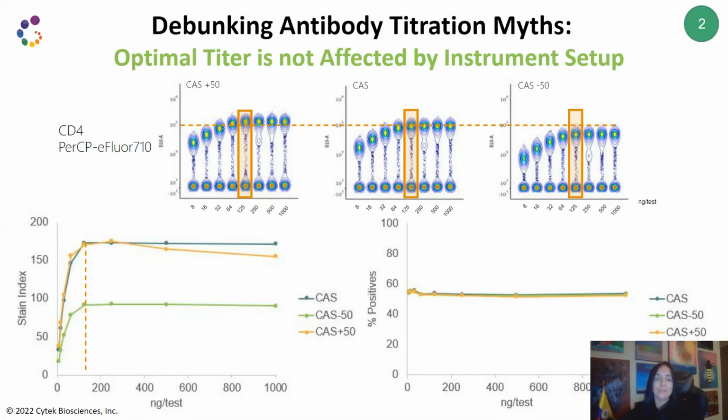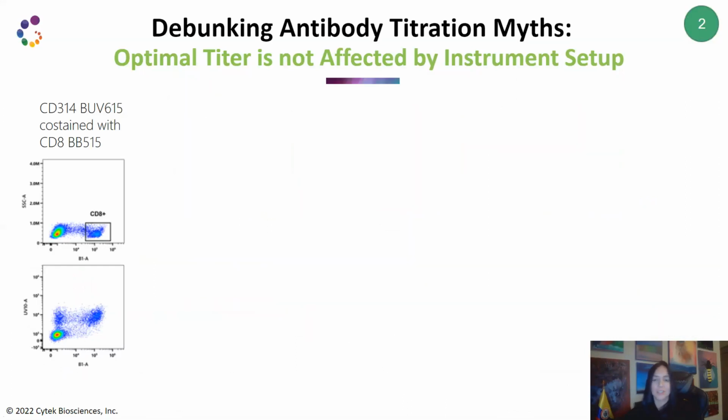Point is that if you look at the shape of those curves for optimal, plus 50, minus 50, it's the same. So if I want to define the optimal titer through those automated calculations, the titer was the same, around 125 nanograms in this case. Percentage didn't change, as expected for CD4, but it's important to point out. It's a highly expressed marker. Percentage is not going to be that informative, but it's still useful to have the information.